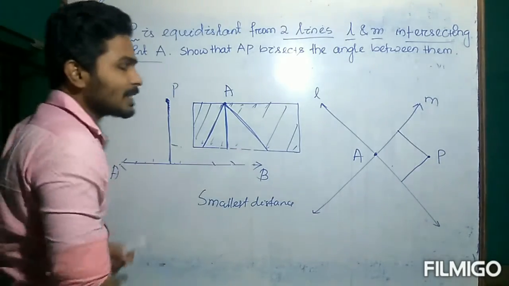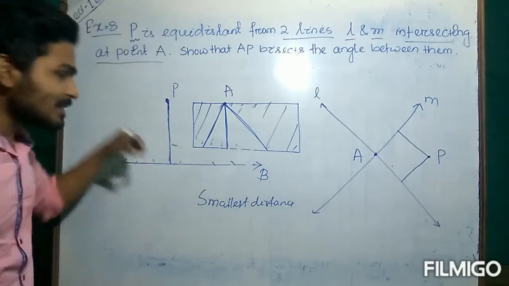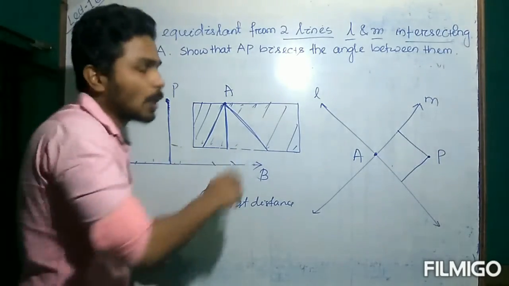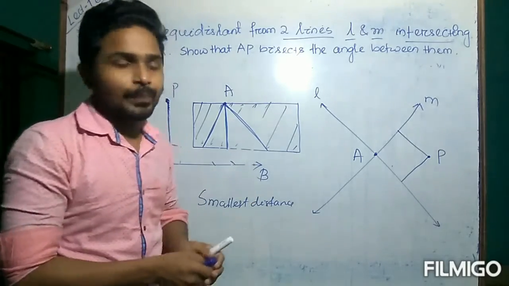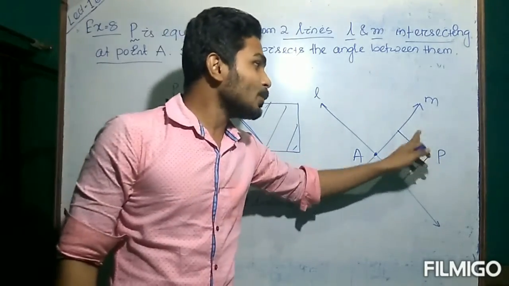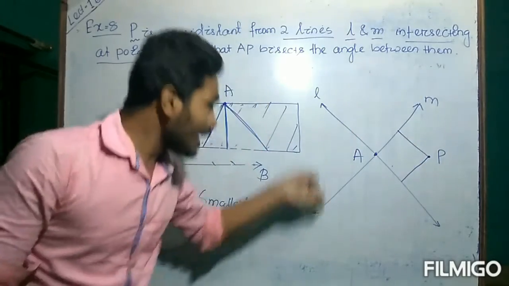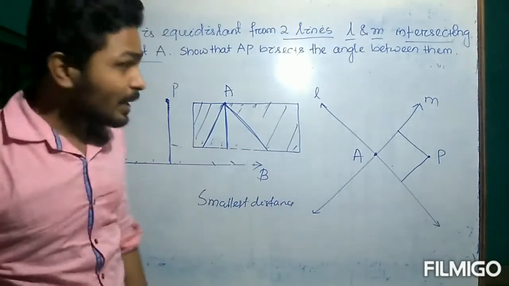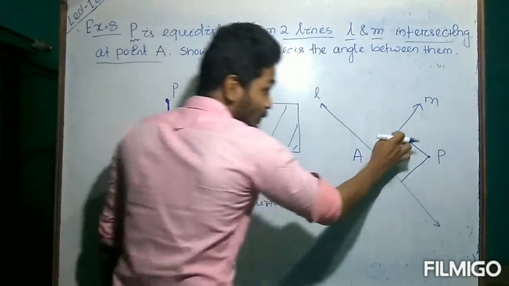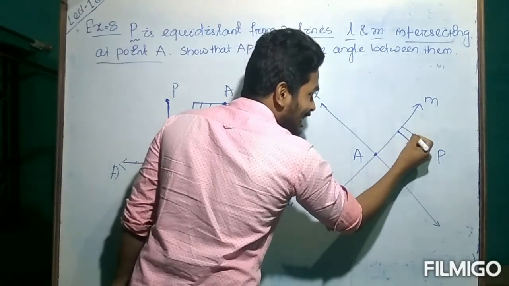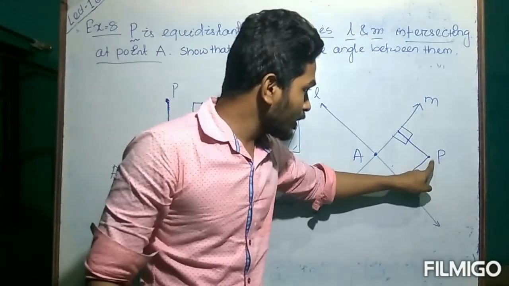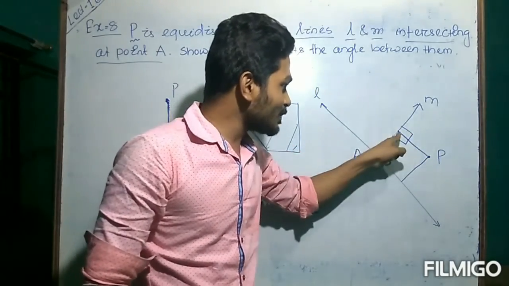90 degrees. Understood? So the smallest distance is the exact distance, the exact depth, and it makes 90 degrees with the ground, with the bottom. Okay, so here it is given P is equidistant from M and from L. So we have to draw the smallest distance, and we know the smallest distance always makes 90 degrees with the bottom. Since we draw the line from P to this line, this must be 90 degrees.